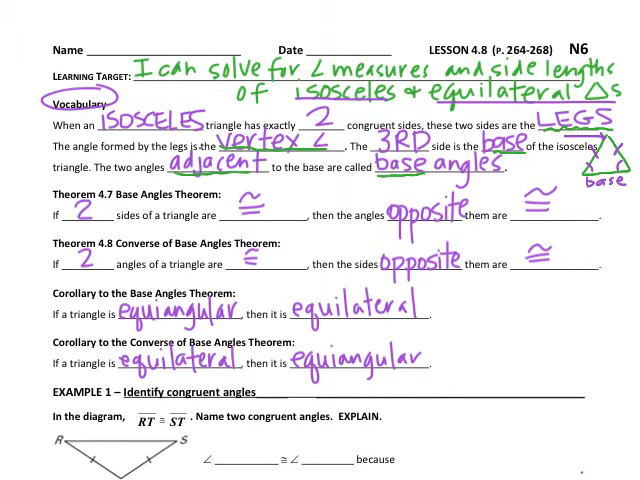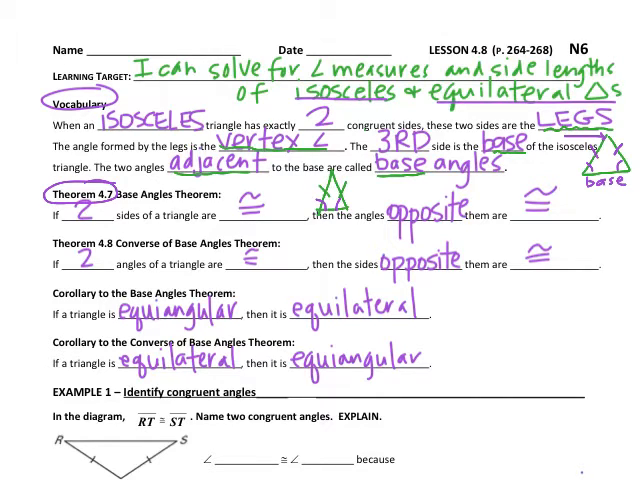Theorem 4.7 is the base angles theorem. It says if two sides of a triangle are congruent, then the angles opposite them are congruent. So you can imagine an isosceles triangle, right? We already know it's called isosceles because it has two sides congruent. Then the angles opposite each of those sides are congruent.